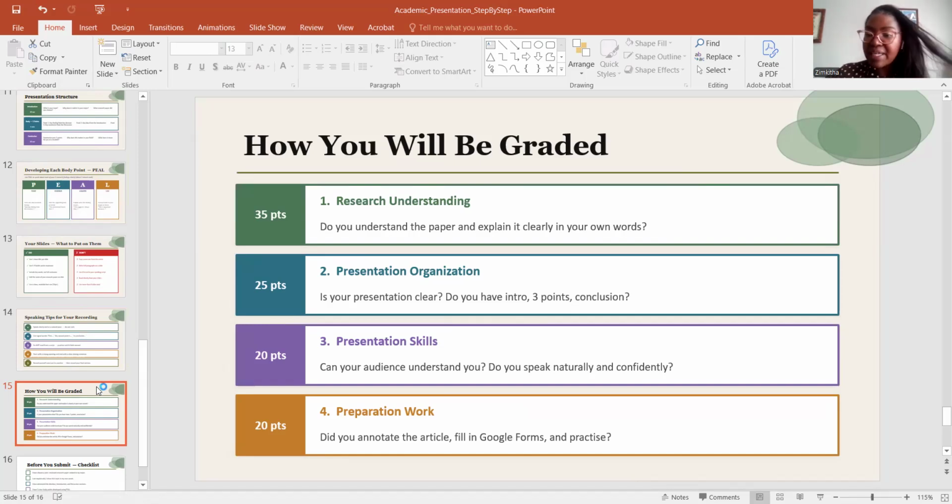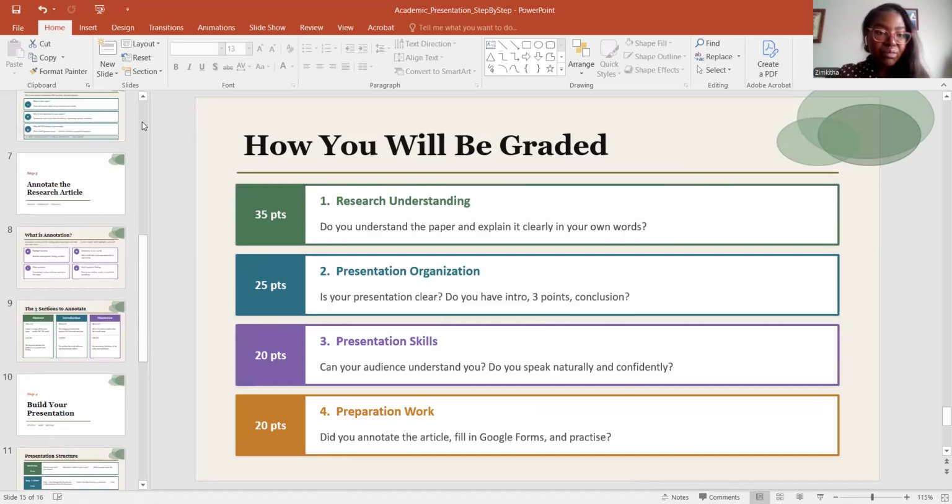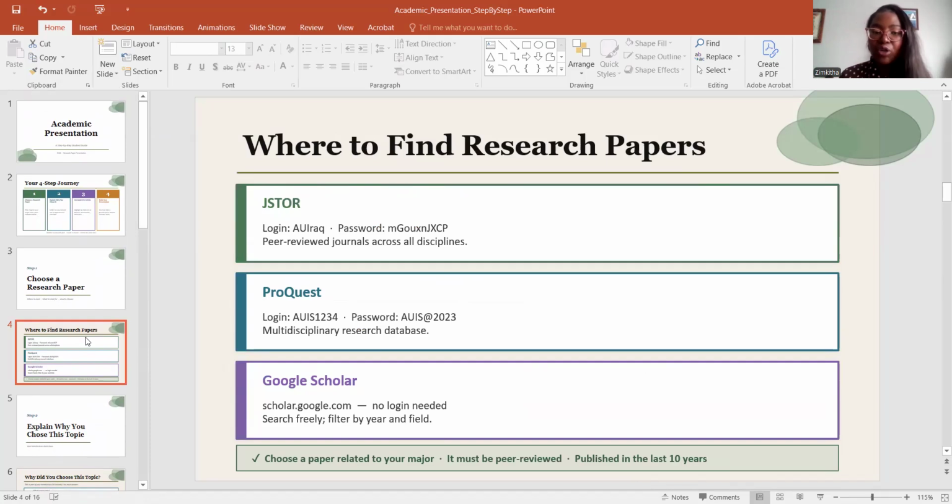So the first step is obviously finding the research paper. You cannot run away from that. You cannot make a PowerPoint slide. You cannot do anything until you first find your research paper. Where do you go? As I mentioned before, where do you go? These are the places you go to find your research paper. You can go to JSTOR, you can go to ProQuest, you can go to Google Scholar, or, all of them have copious amounts of research.